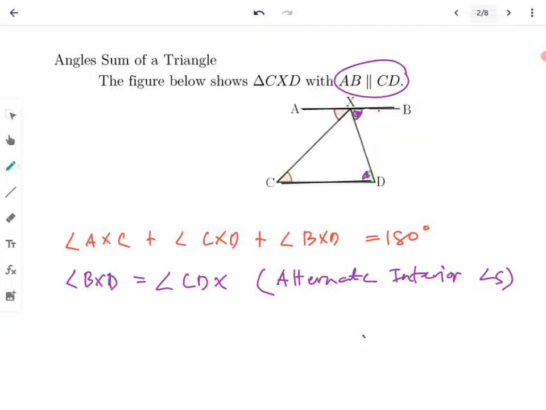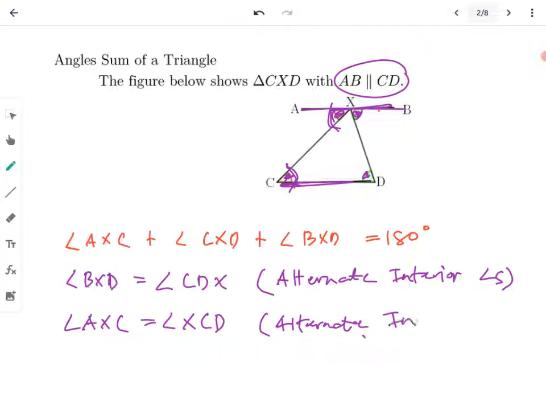On the other side, for the same reason, these are parallel lines, so we can also say that angle AXC is equal to angle XCD, again because they are alternate interior angles. The importance of stating this equality is that this is what we're going to use to derive the angle sum of a triangle.